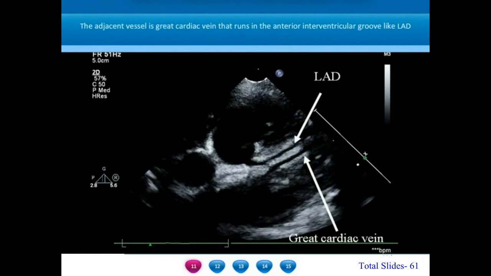I want to once again reiterate the importance of recognizing this second vessel that courses parallel to the left anterior descending coronary artery. This vessel is the great cardiac vein. The LAD and the great cardiac vein both travel in the anterior interventricular groove, while the left anterior descending coronary artery arises from the left coronary artery. The great cardiac vein turns in the left AV groove to continue as the coronary sinus.